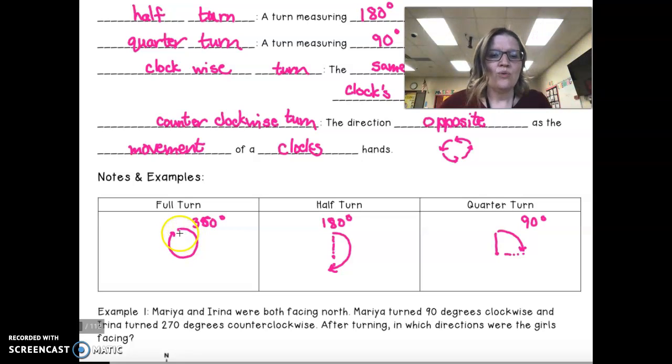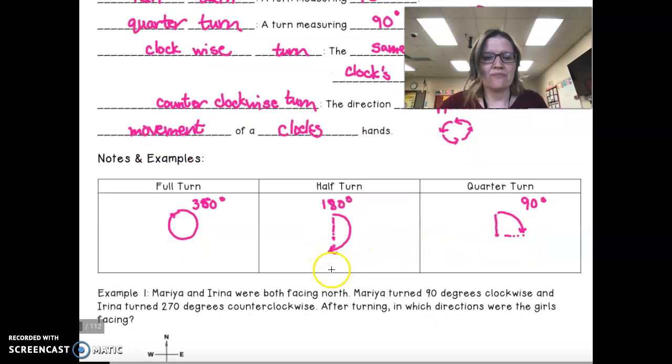Now you need to understand that as these measurements go around, we're measuring it by degrees. So this is 360 degrees all the way around. So if we only go part of the way, we're at 90 degrees. If we go halfway, we're at 180 degrees.